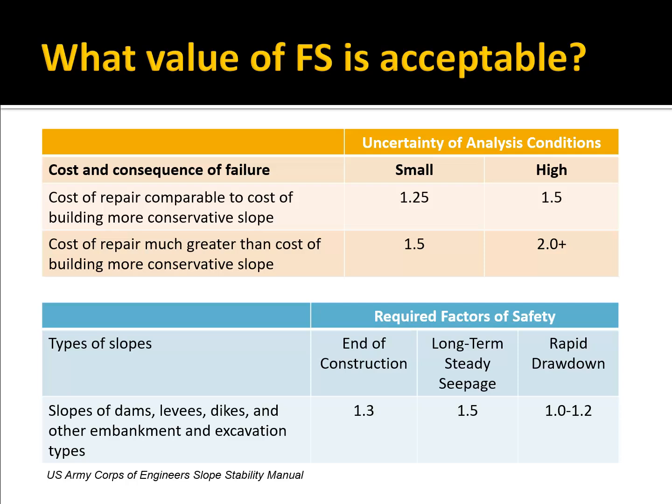Rapid drawdown, you could get away with a lower factor of safety because it's less likely to occur, and if it does, it's most likely to result in a failure on the upstream side, and maybe it wouldn't represent a complete collapse of the dam. So those kinds of considerations come into effect here.